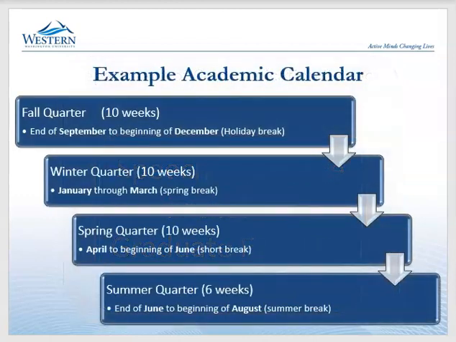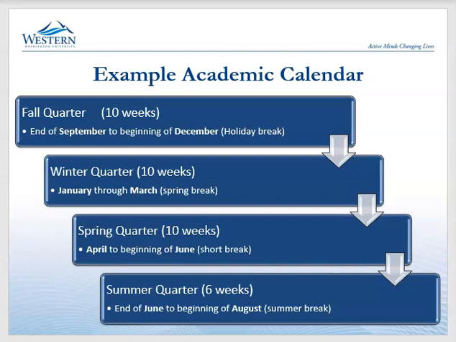We are on the quarter system here at Western, so let's take a look at an example academic calendar so you can get a feel for the times before we start talking about the program specifics. We do have a fall quarter, a winter quarter, a spring quarter, and a summer quarter within the SLP graduate program. Fall is about 10 weeks and it goes from the end of September to the beginning of December, and then you have a holiday break.